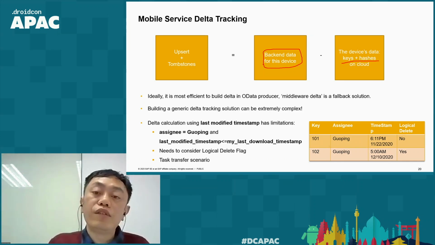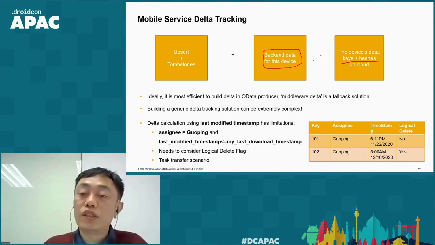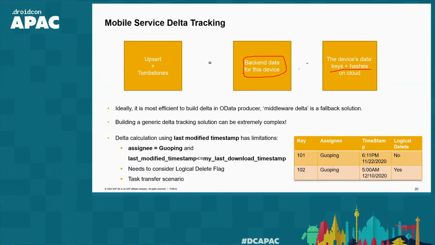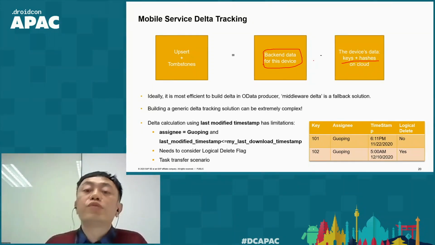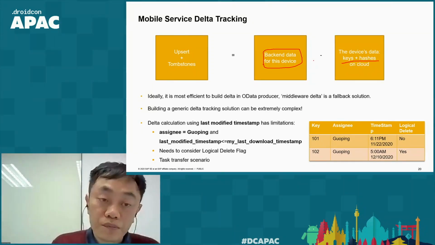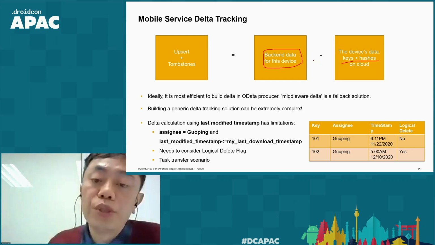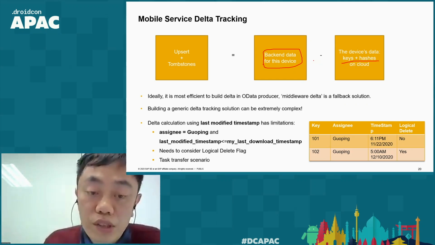If the key is available in the backend and also available on this device, then if the hashes are different, we know it's an update. If the hashes are the same, then we do not need to do anything. But if the key is available on the backend but not available on the device, then we know it's new data, and we send the insert to the device. If the key is not available on the backend but is available on the device, then we know we need to delete it because it has been deleted on the backend side. This is some rough idea of how we can build a backend that handles the delta information.